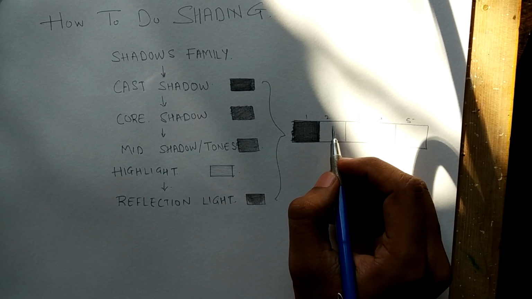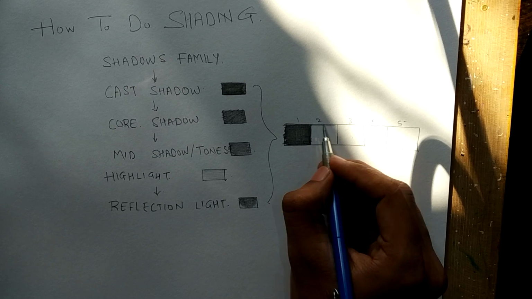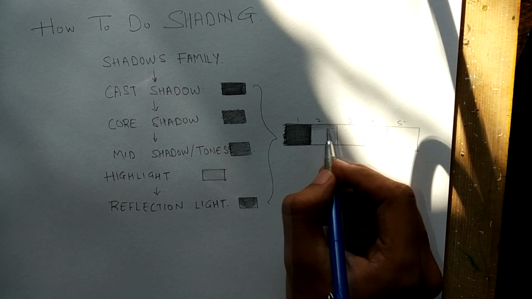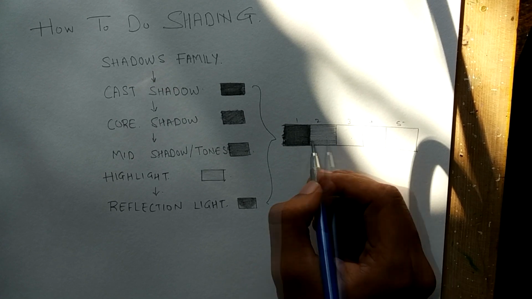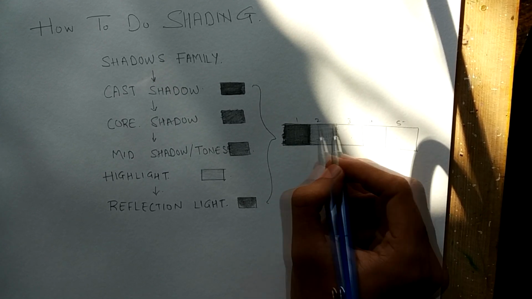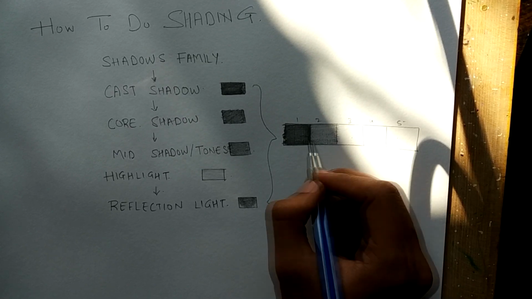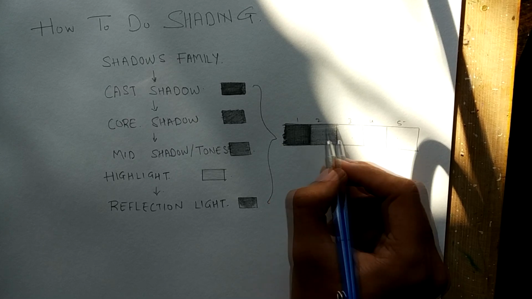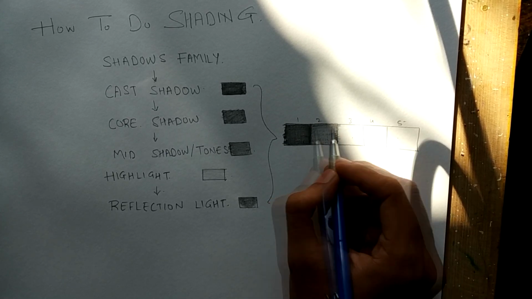Now my first box will be the darkest part, the cast shadow, the super dark part. The second part will be a little bit lighter. It will not be as dark as the first one, and I'll try to keep it balanced between the super dark and a little bit light. This is one of the best practices to do shading practice.